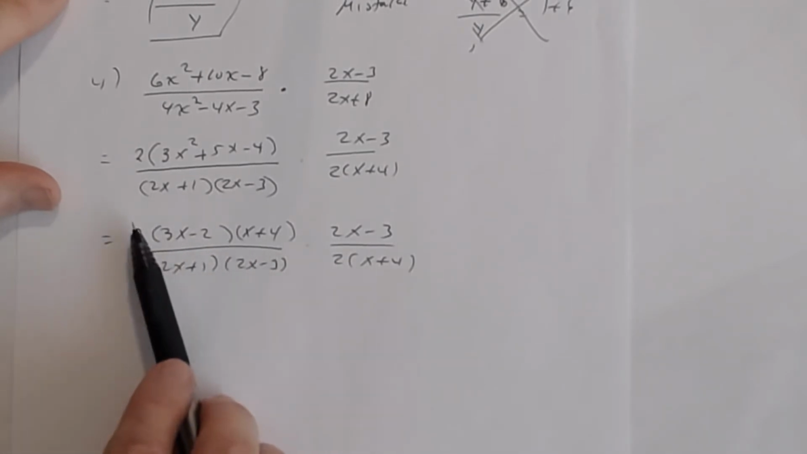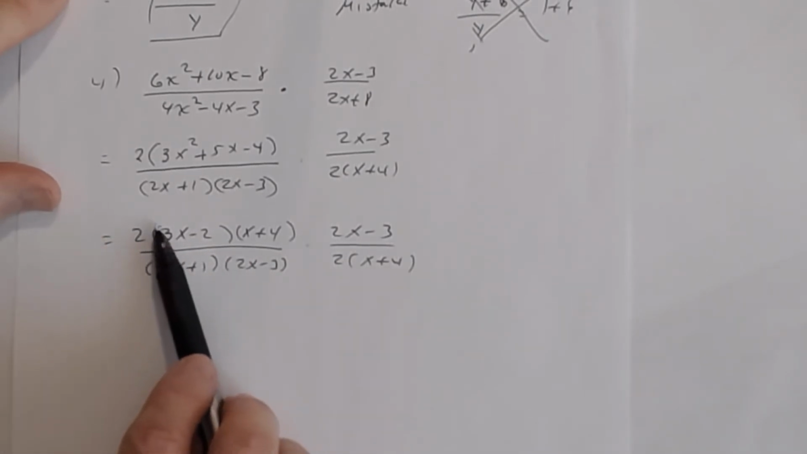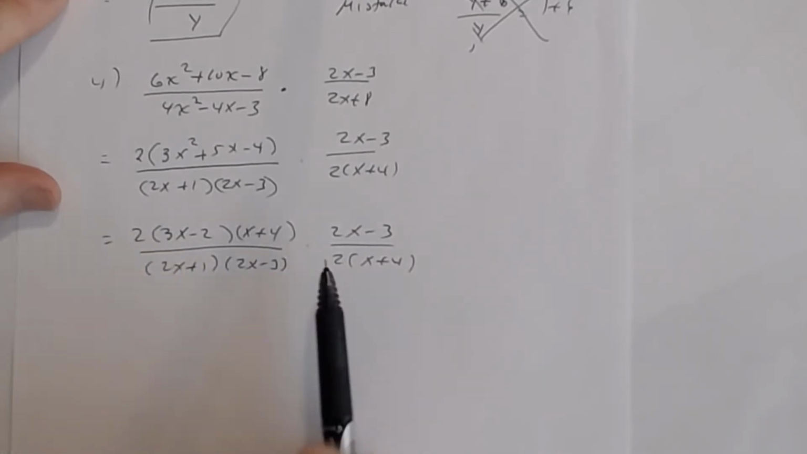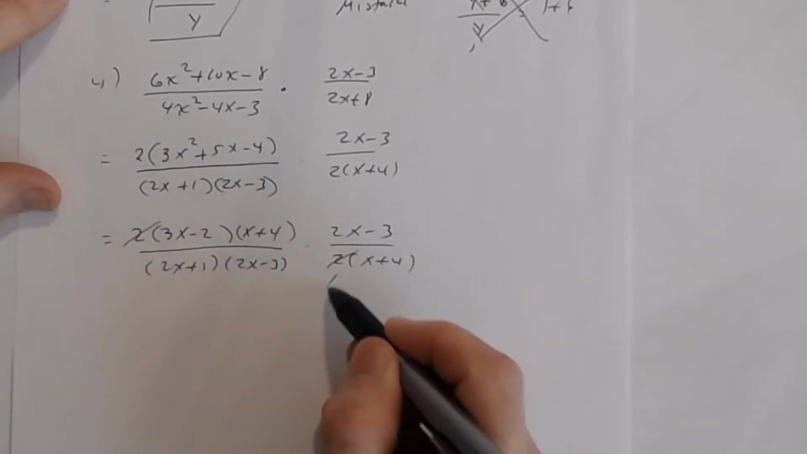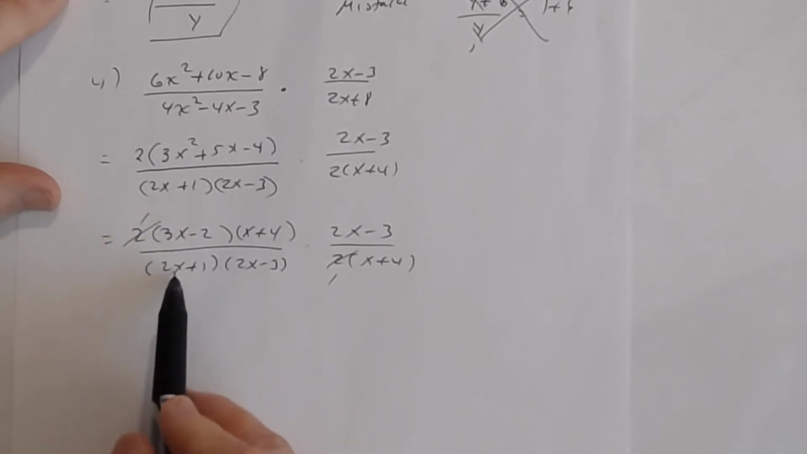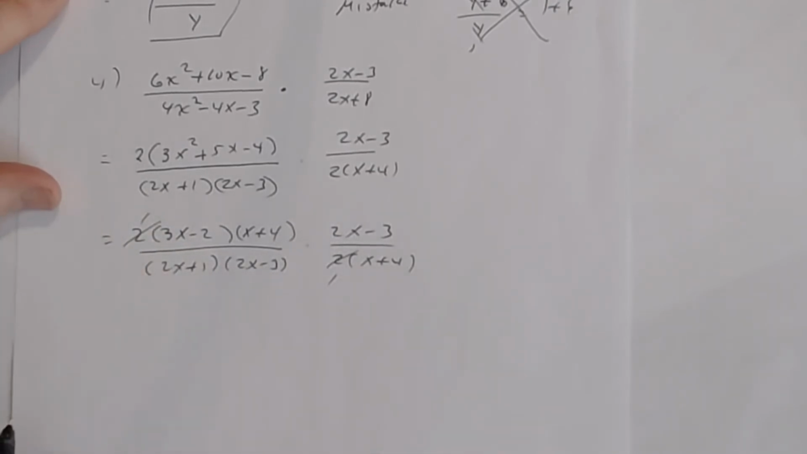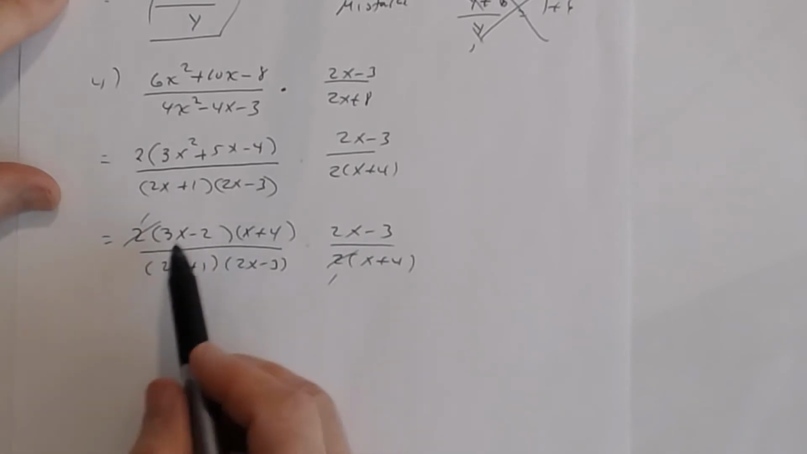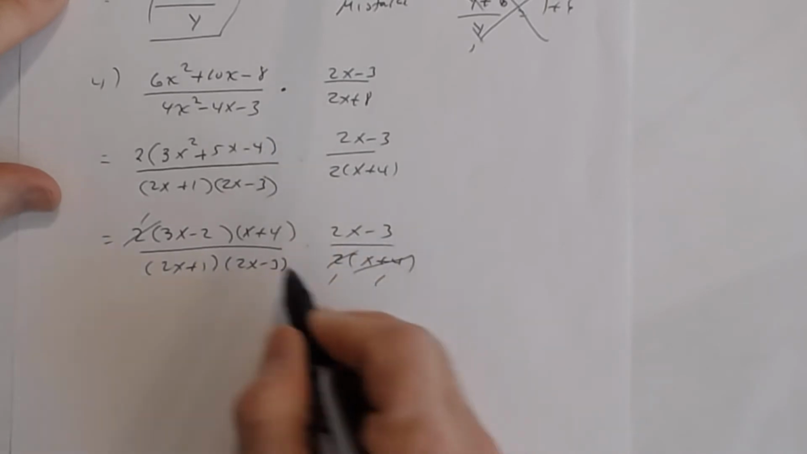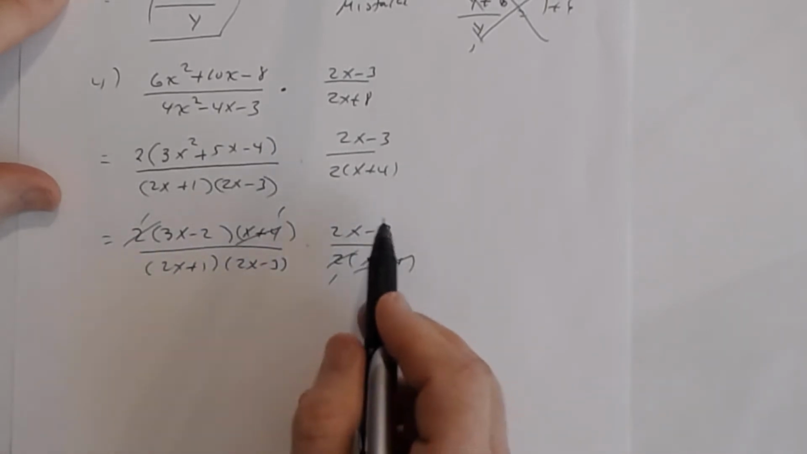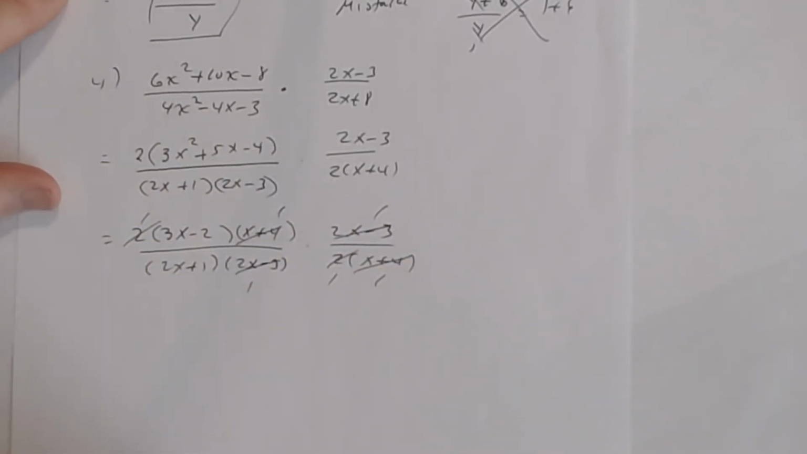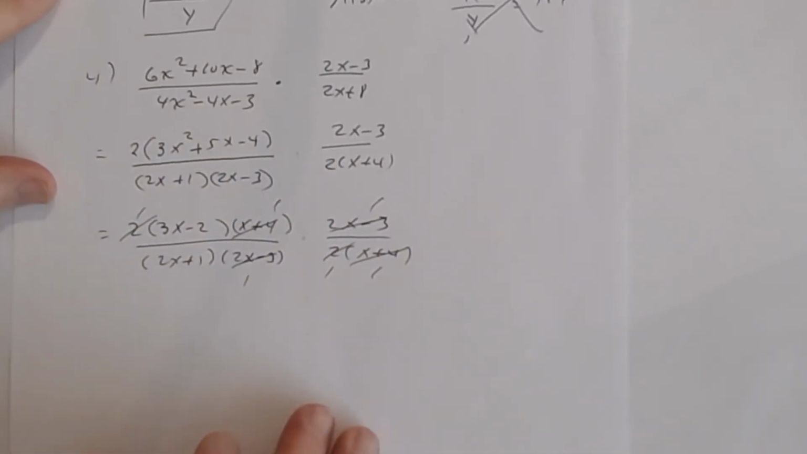So to reduce, though, you look at any common factor. So I have a 2 here. I have a 2 as a factor in the denominator. So those divide out because 2 divided by 2 is 1. My next factor is 3x minus 2. I don't have any factors of 3x minus 2 in the denominator. So I cannot reduce that one. The next one's x plus 4. I see one here. So those divide out. The next one is 2x minus 3. I see one here. Those divide out. And that's all I can do in terms of reducing.